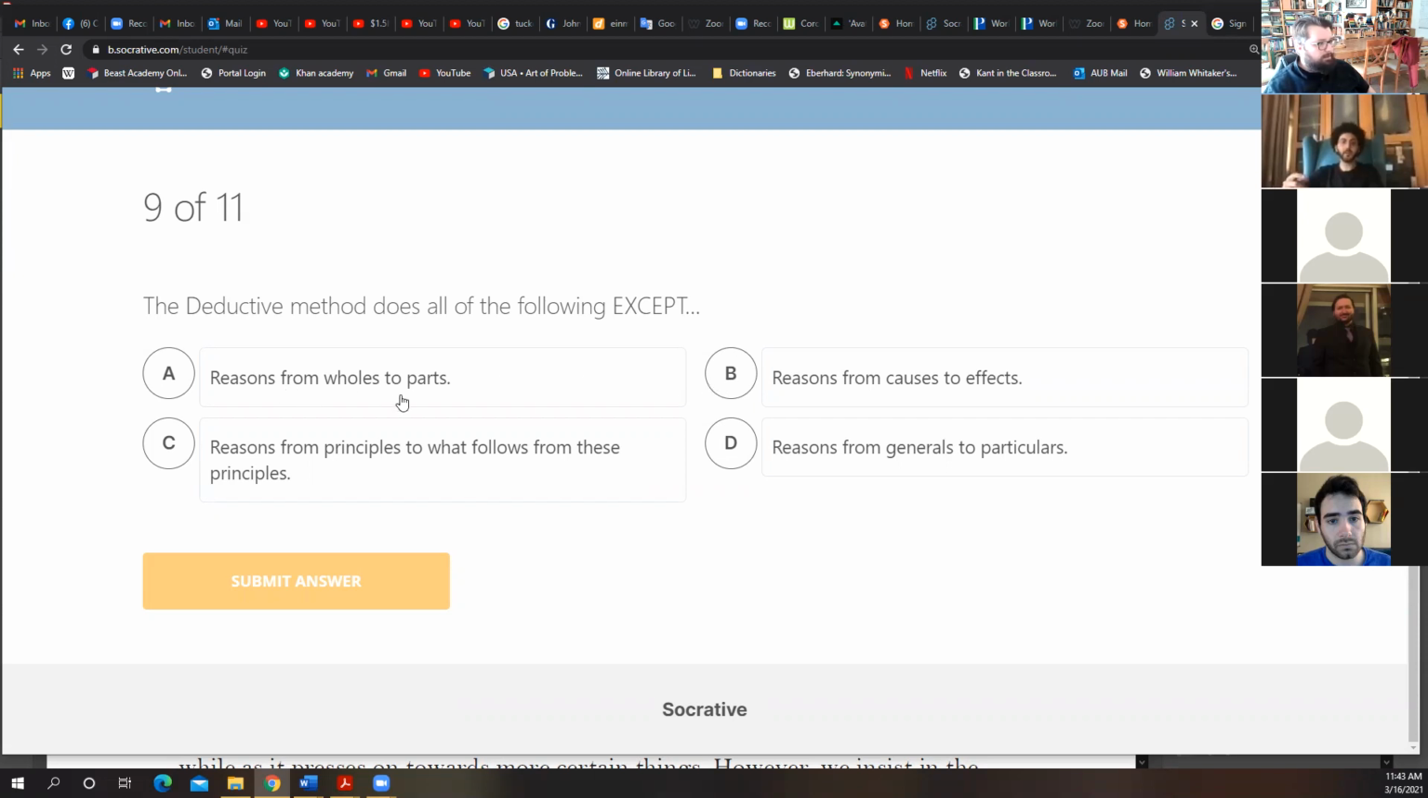I think A. Reasons from wholes to parts. Professor, I think it's A. Majd thinks it's A. Why do you think it's A? Why do you think that they're wrong?